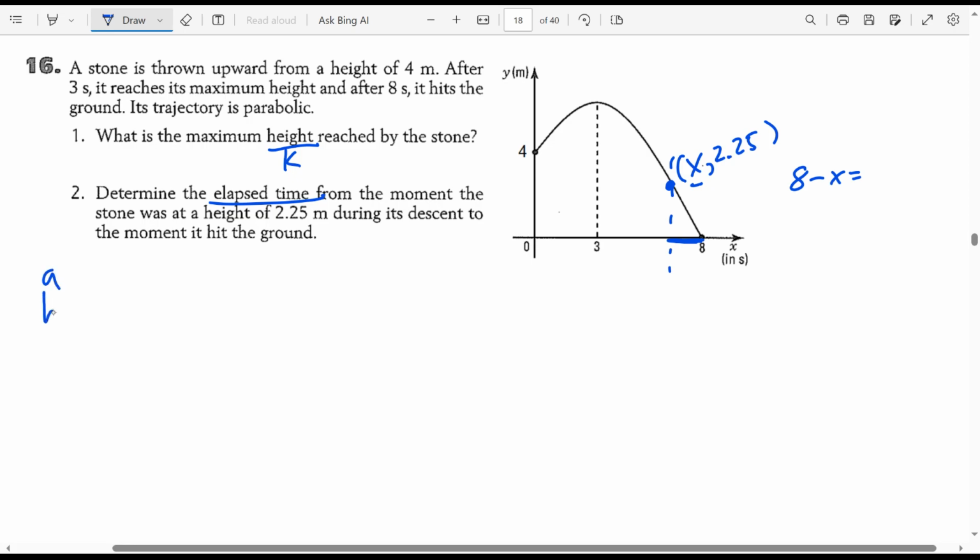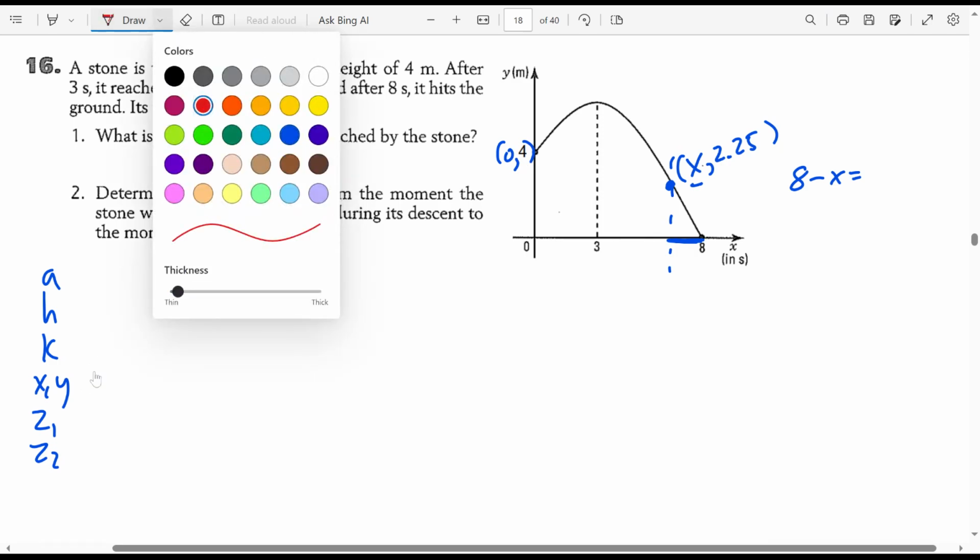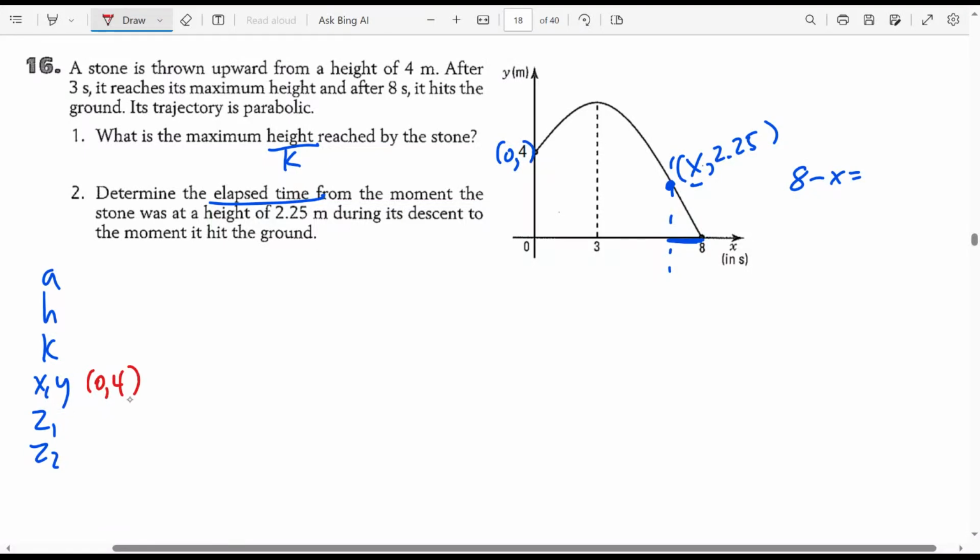So as always with the parabola question, A, H, K, X, Y, Z1, Z2. A stone is thrown upward from a height of 4 meters. After 3 seconds, it reaches a max height, doesn't say what it is. And after 8 seconds, it hits the ground and its trajectory is parabolic. So right now, this isn't just 4, it's 0 and 4. So I can write that down as a point, 0, 4. And I have one of my zeros. I'm going to put my second zero as 8.